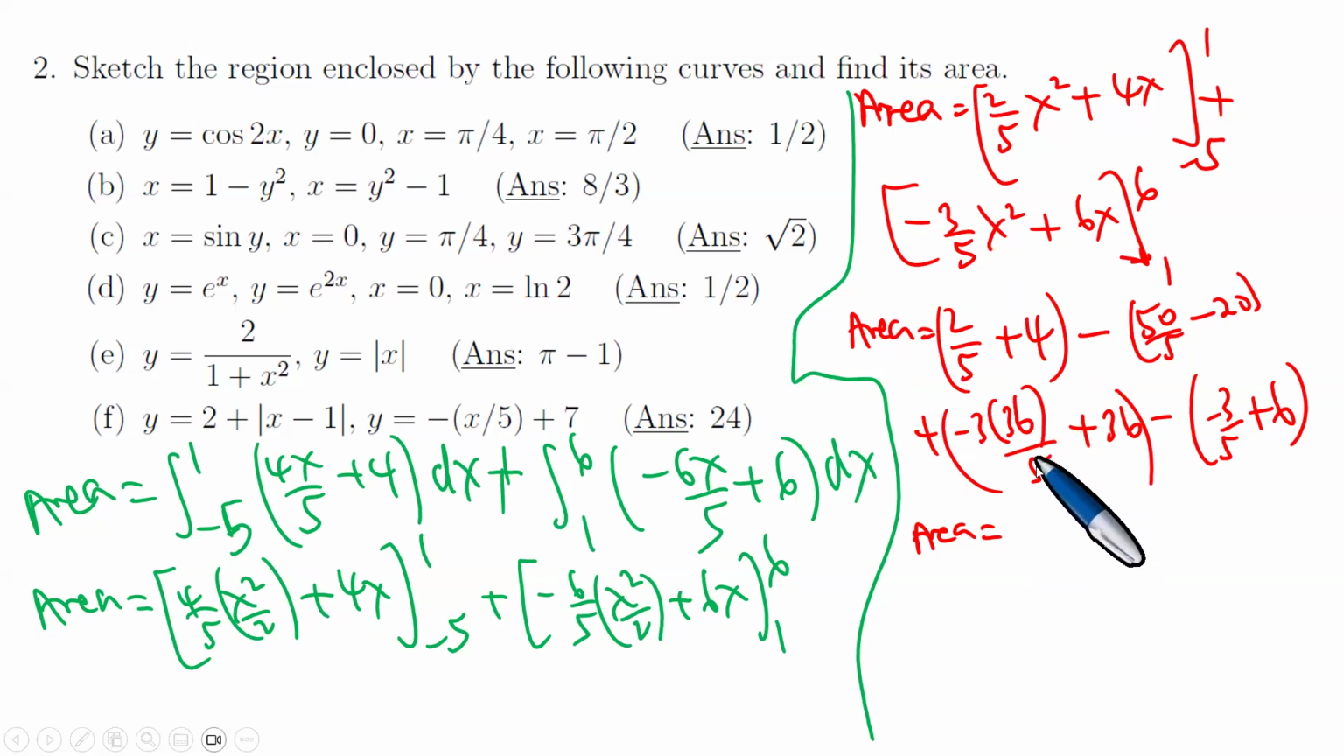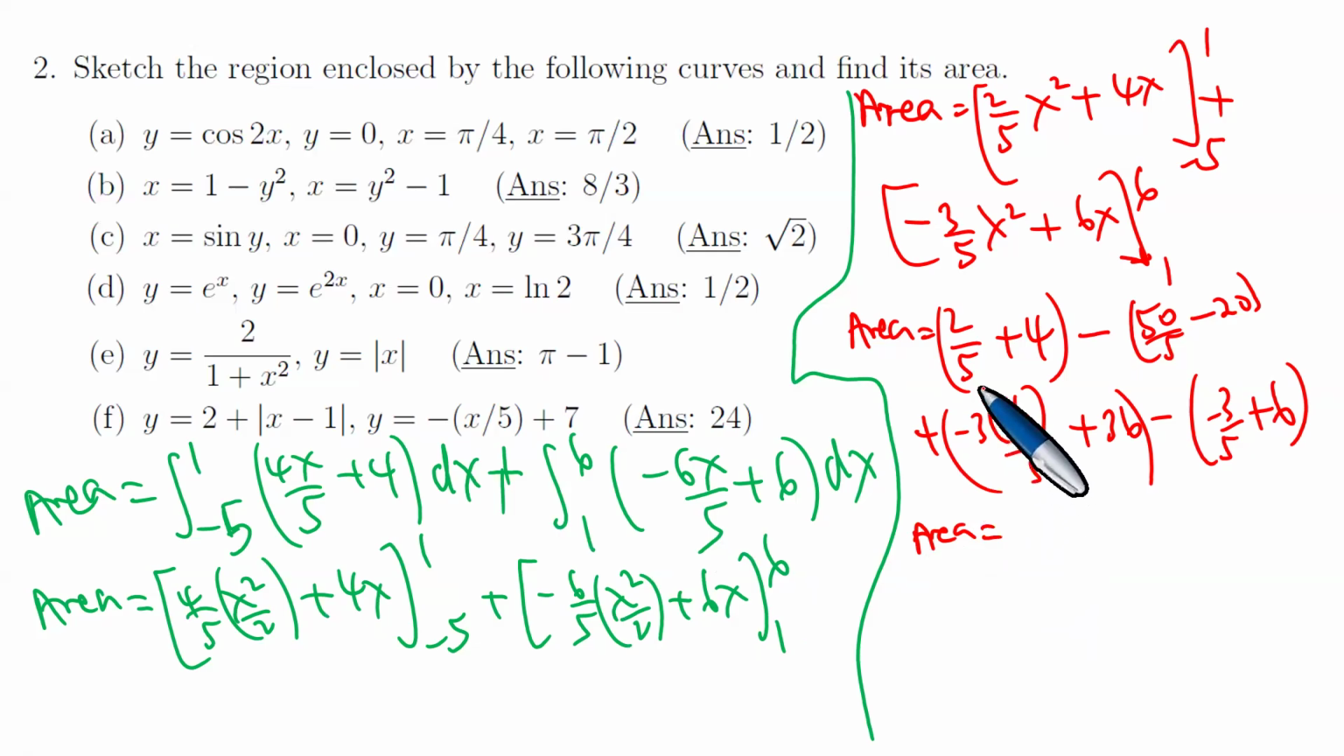A 6 squared is 36, out of 5. And then 6 by 6 is also 36, minus 3 out of 5, and also plus a 6. Right. Let us check what we're getting here. Okay, so we're getting that the area should be about 24. We got 23 point something. So let us see what we're going to have here.